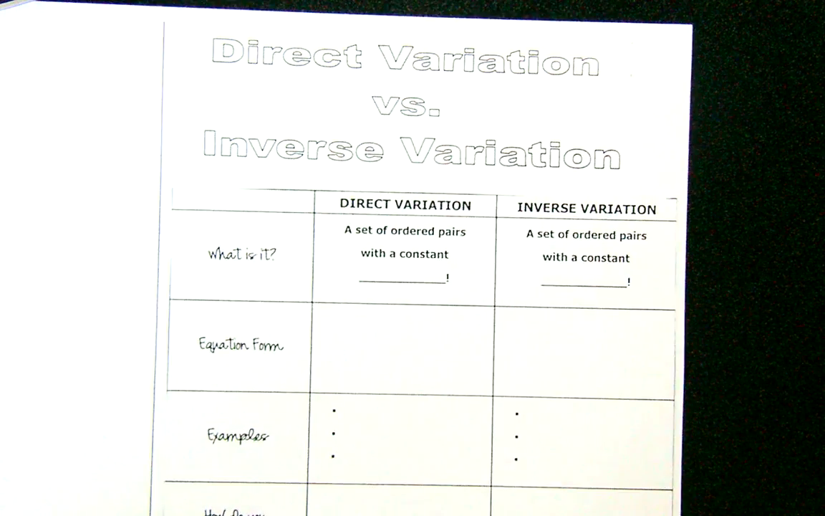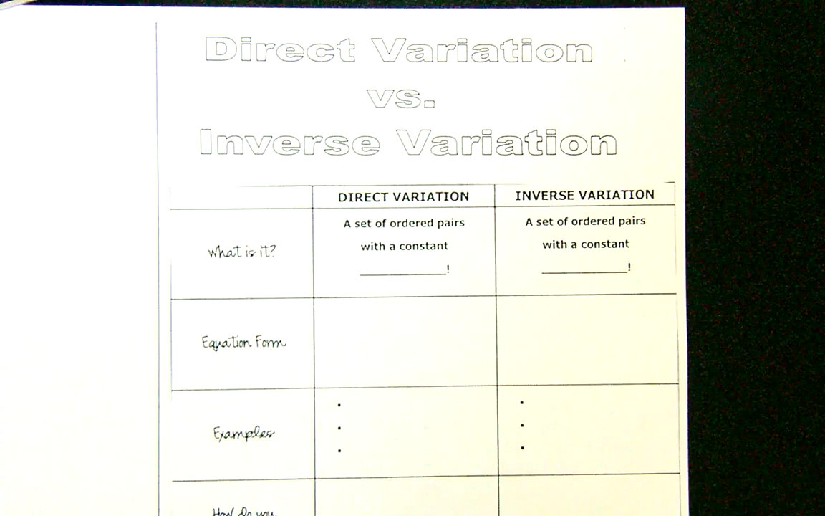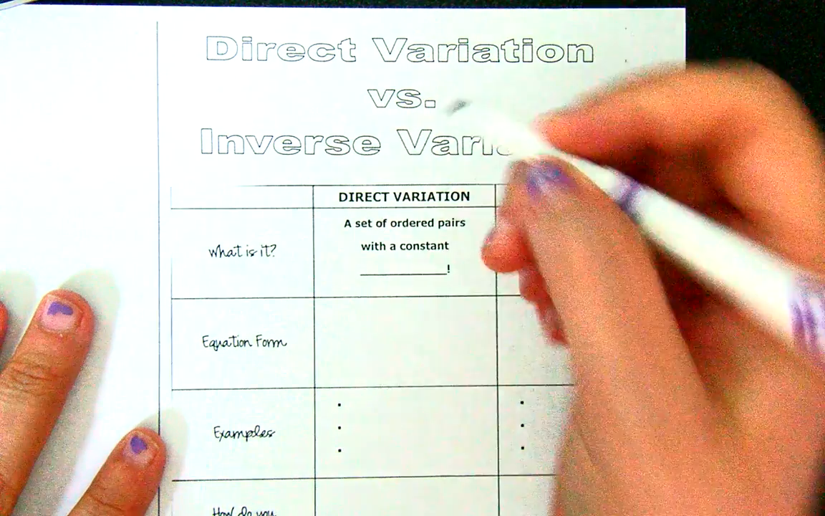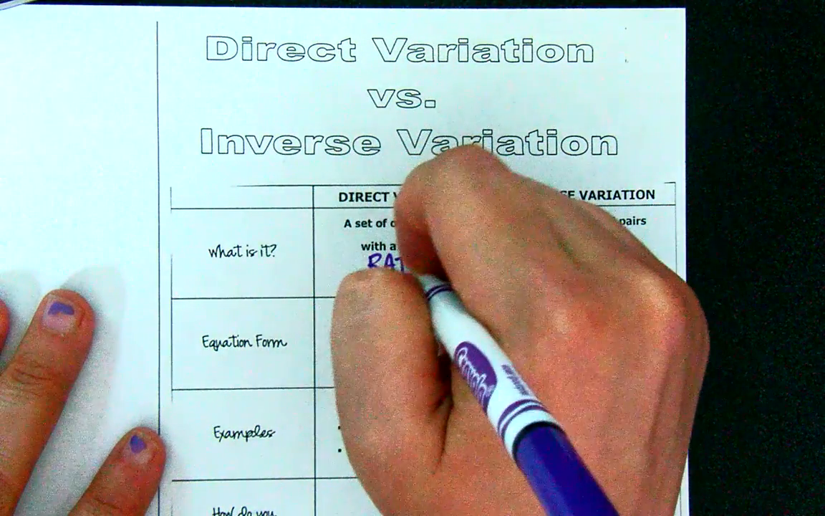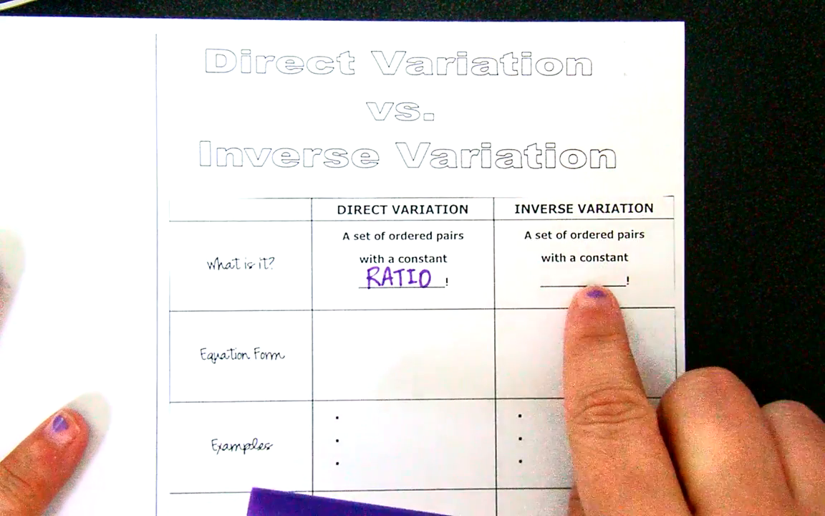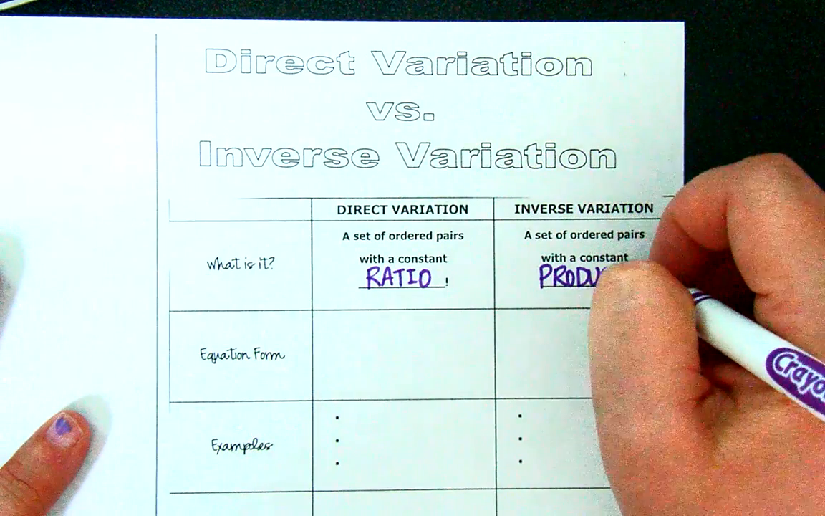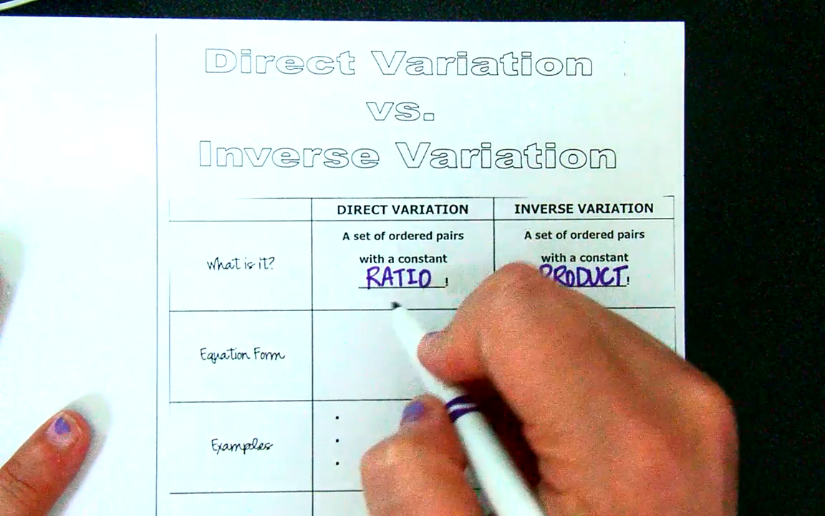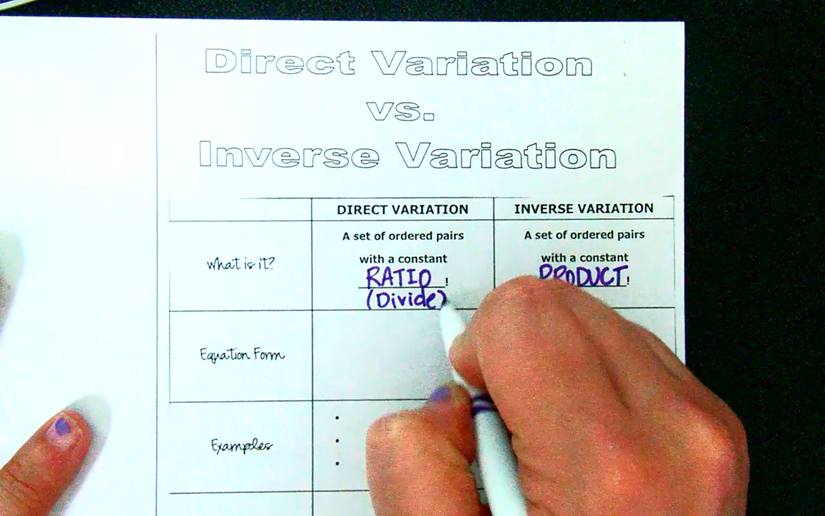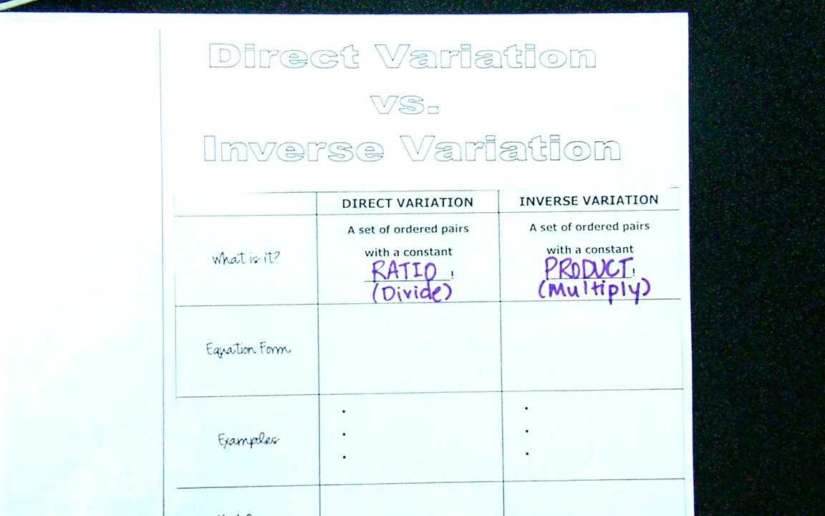Hey students, today we're going to look at direct variation versus inverse variation. So, what is it? Let's first look at what it is. Direct variation is a set of ordered pairs with a constant ratio. And inverse variation is a set of ordered pairs with a constant product. Ratio means we're going to divide, and product means we're going to multiply.